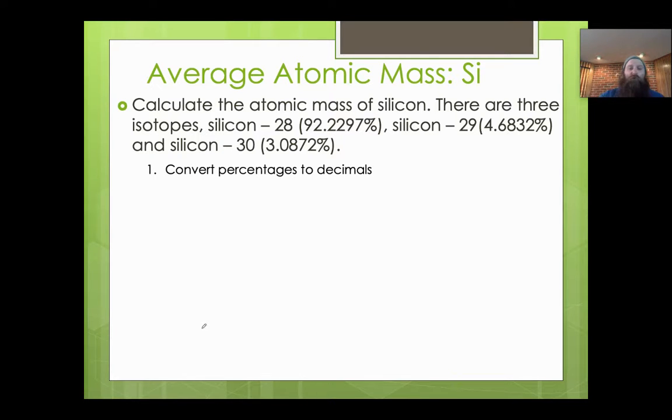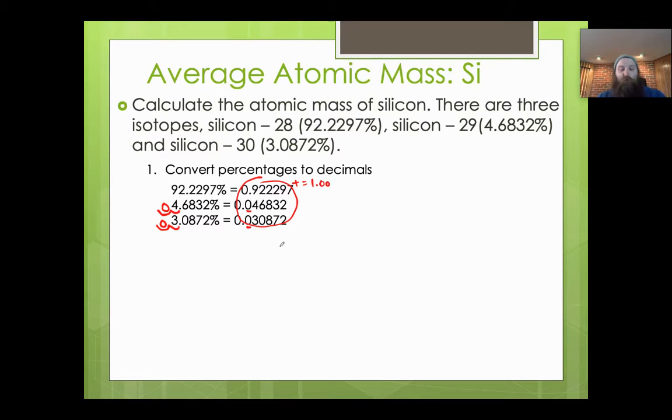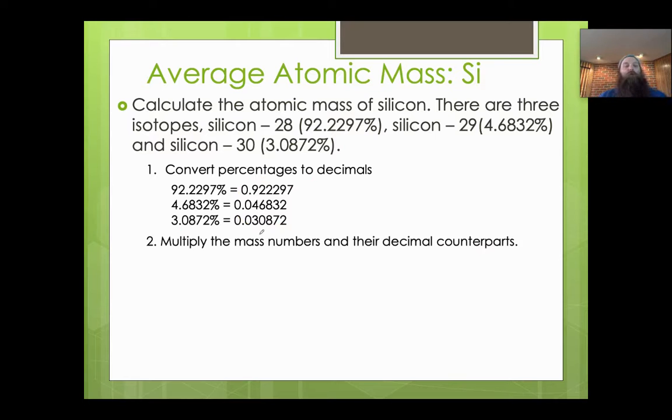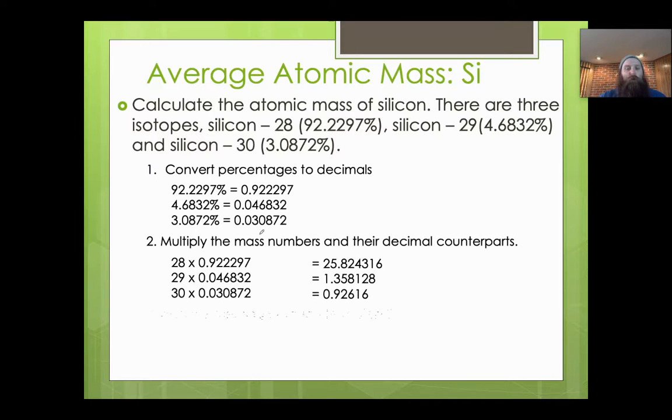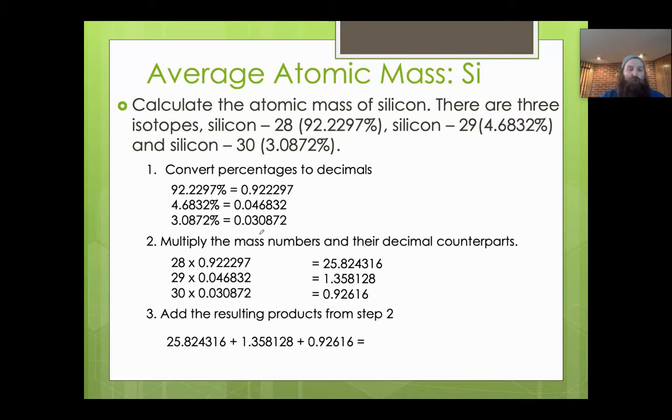So, convert your percents to decimals. Move the decimal to the left 2 places. Now, notice something. When I go 2 places to the left here, I have to add a 0. Very important. If you mess that up, the way you'll check yourself is, remember, these numbers are supposed to add up and equal 1.00. If they don't, you know you did something wrong. Then I multiply the mass numbers times their decimal counterparts. Pretty simple. And then I add those products together. 28.11 grams per mole.